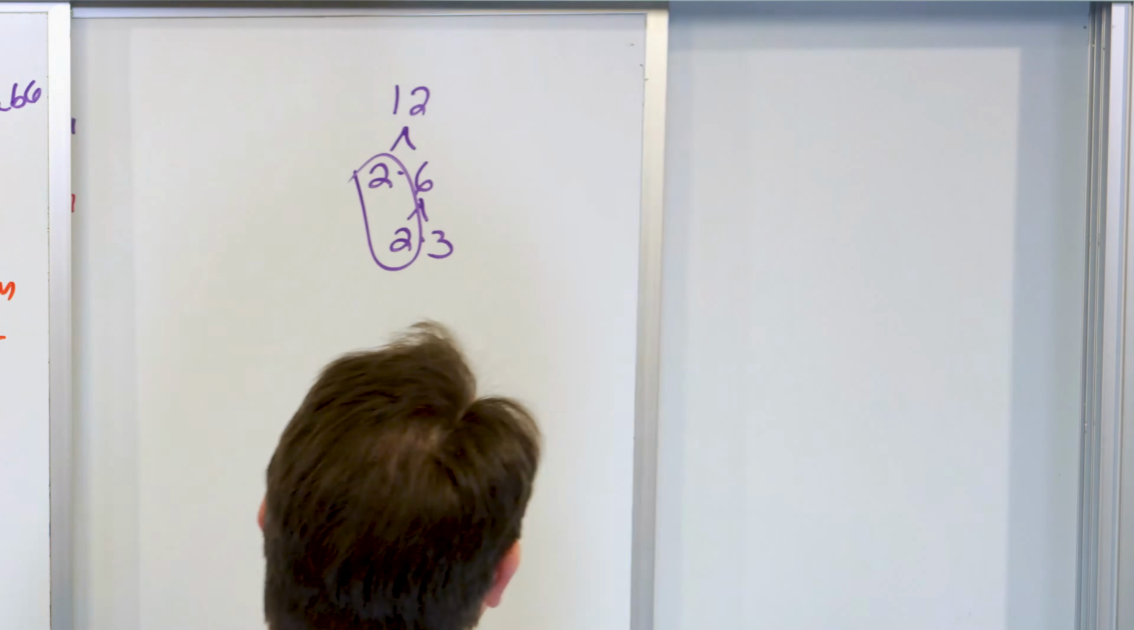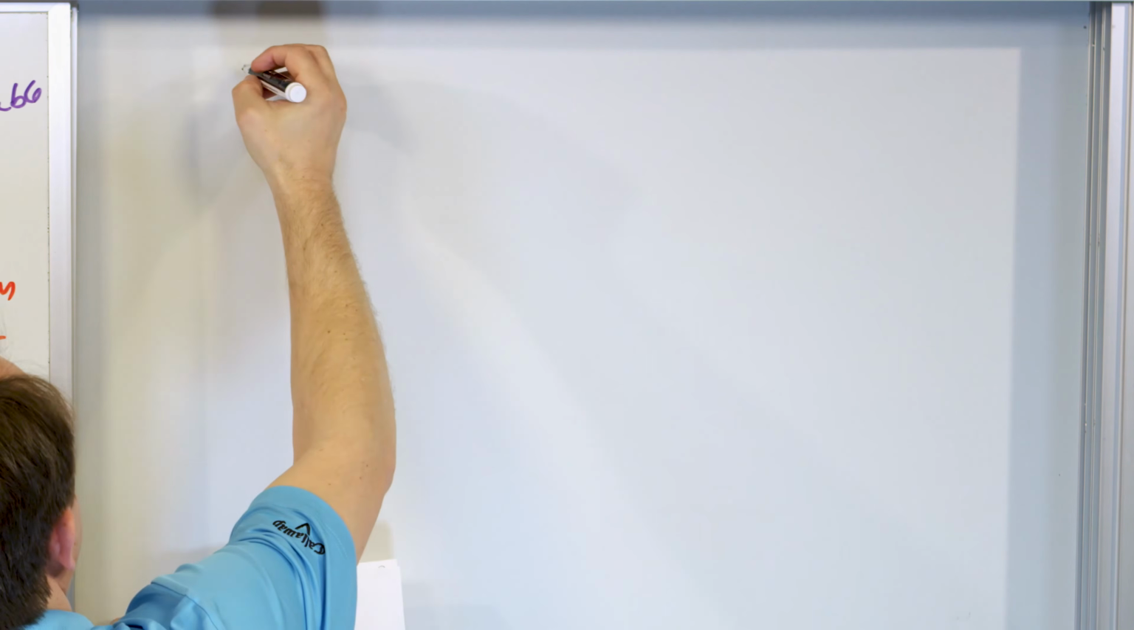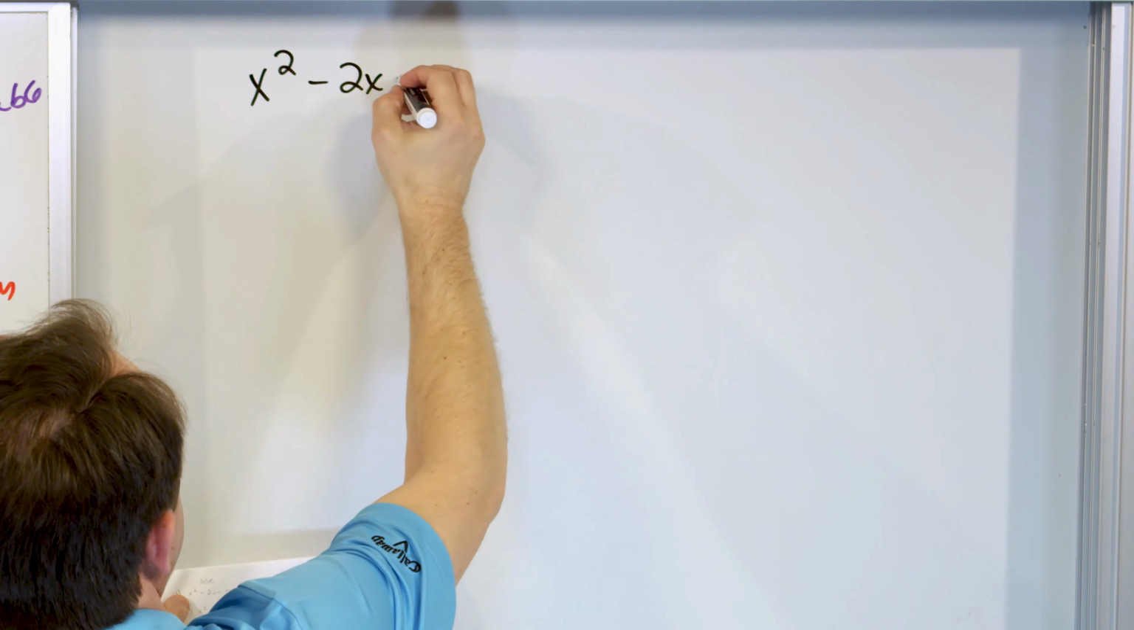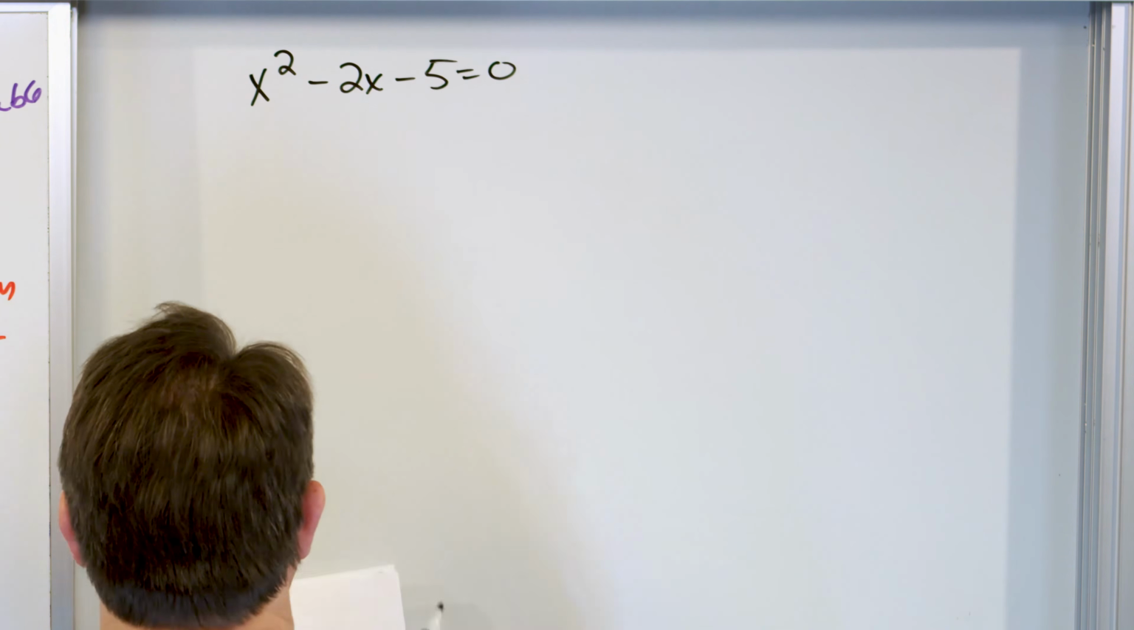So we want to go to the last board and do one more to make sure you understand. And then, as I said, we're going to have a ton of other examples to increase the complexity. So let's solve this guy. The equation we want to solve is x squared minus 2x minus 5 equals 0.